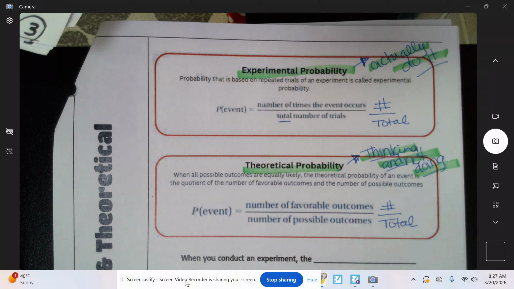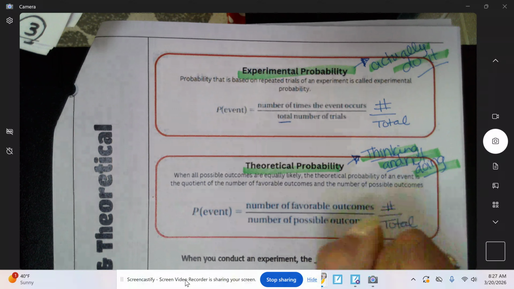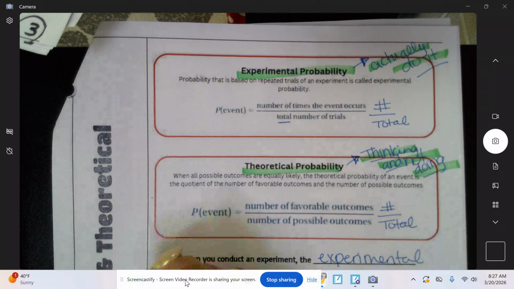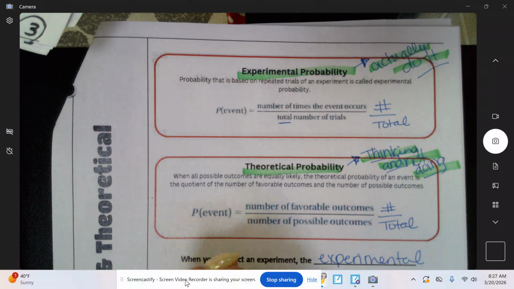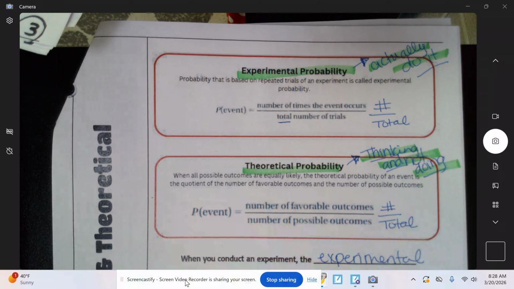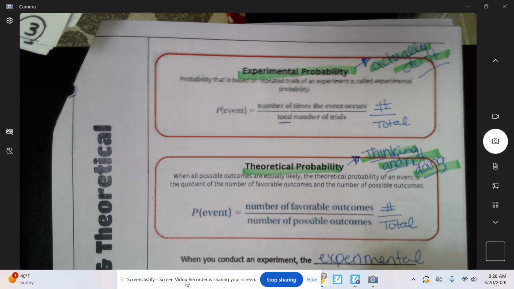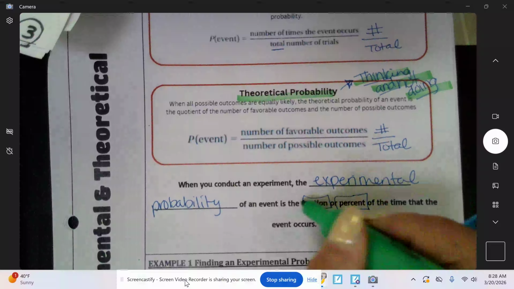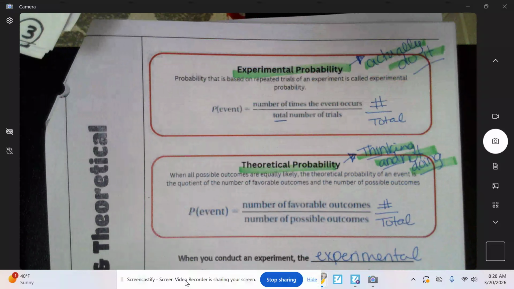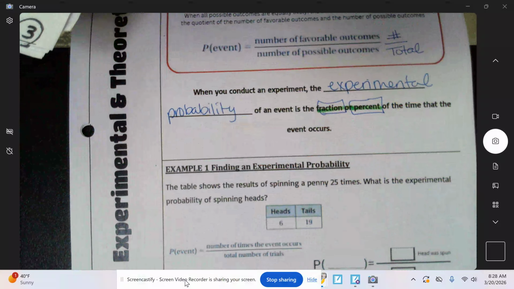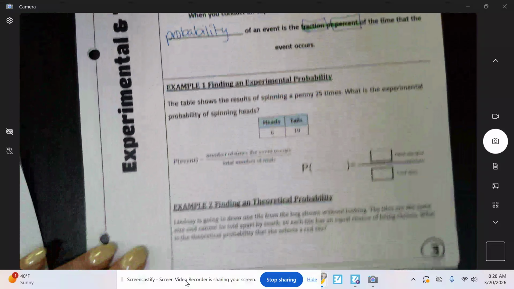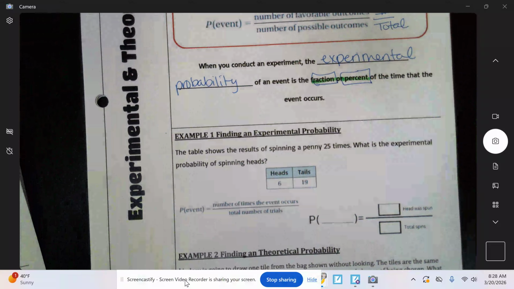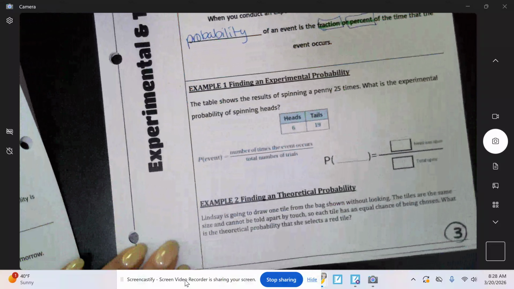All right, so it says, when you conduct an experiment, the experimental probability of an event is a fraction or percent. I might would highlight that. Fraction or percent. Because can't we convert a fraction to a percent? Yeah. So we're actually going to practice doing some of this.